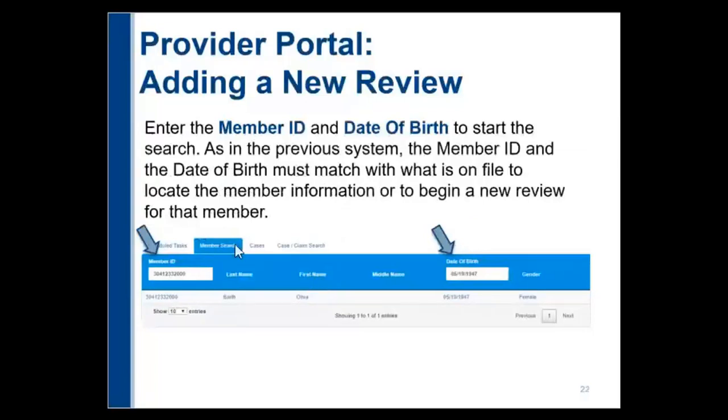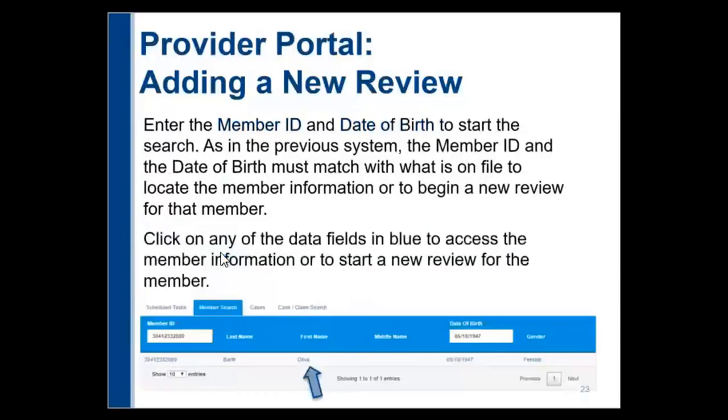So you'll want to make sure that when you're in the system that this member search tab is highlighted. And then to start a search, you'll enter the member's Medicaid ID and their date of birth and click Enter. The information that you enter will need to be an exact match to what we have in the system. And if the system finds a match, the member will be displayed below for you to work with.